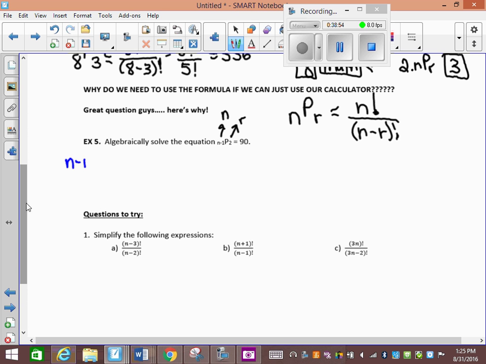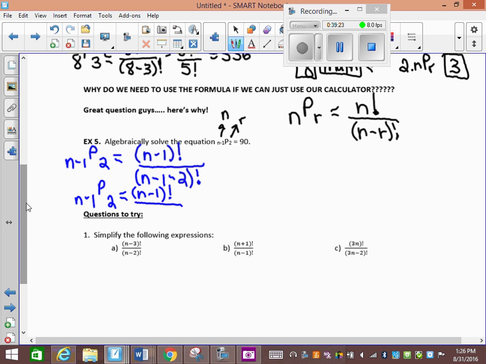n minus 1 P 2 equals n factorial, where n is n minus 1, so n minus 1 factorial, over n minus r, so n minus 1 minus 2 factorial. Technically we have n minus 1 P 2 equals n minus 1 factorial over n minus 3 factorial.